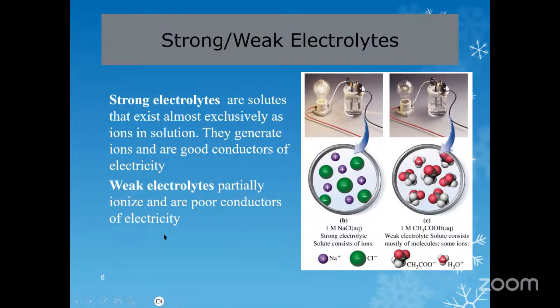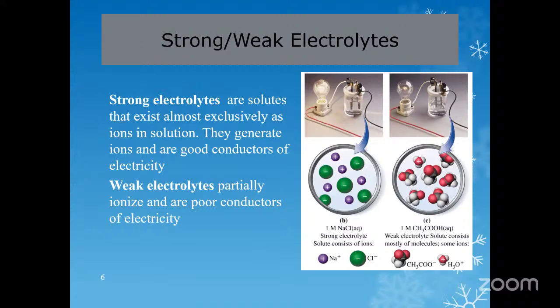And then on the other hand, you have somewhere in between, where you have some solutions that do allow an electric current to pass through, but not as easily as in the case of sodium chloride. An example of this would be acetic acid. Acetic acid will only partially dissociate. And what that means basically is that most of the molecules will not break up to form ions.